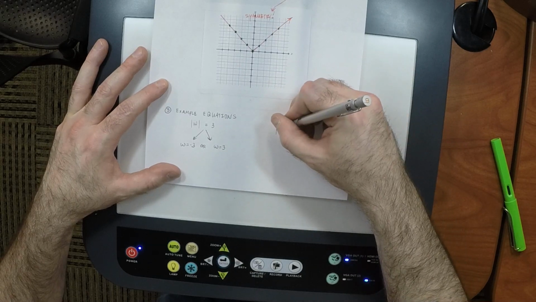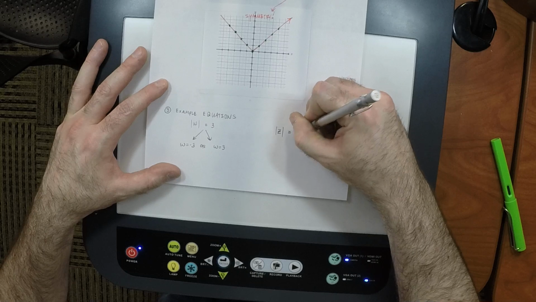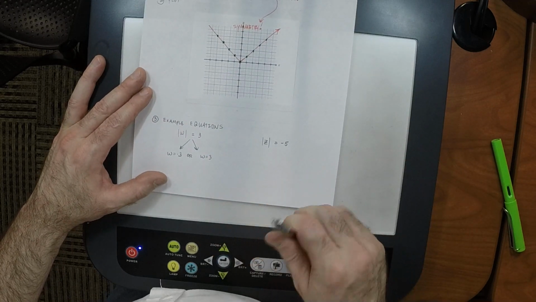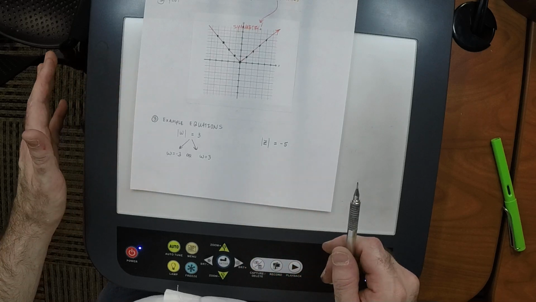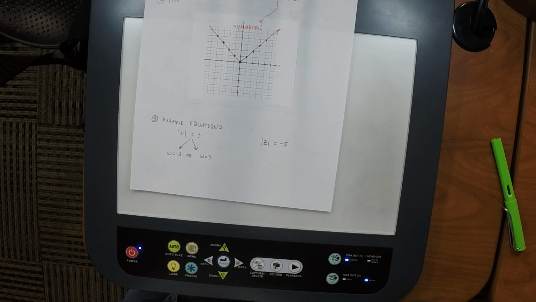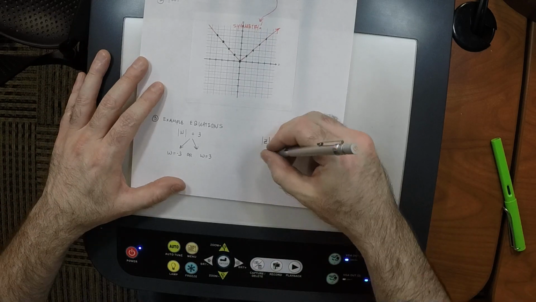So here's another one. How about absolute value of Z is -5? So now the question is again, viewing it as a machine: what could you provide as input to absolute value so that the output would be -5? Nothing, right? There isn't a way to achieve that. So there's no solution here.